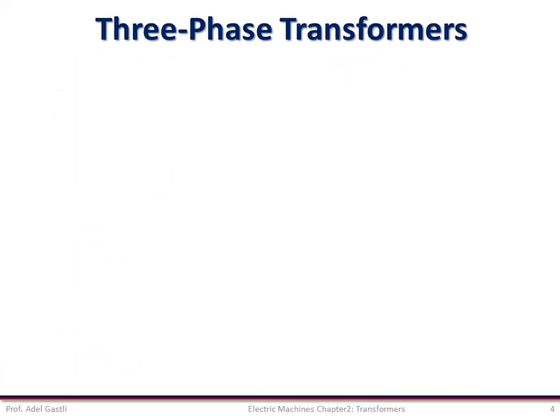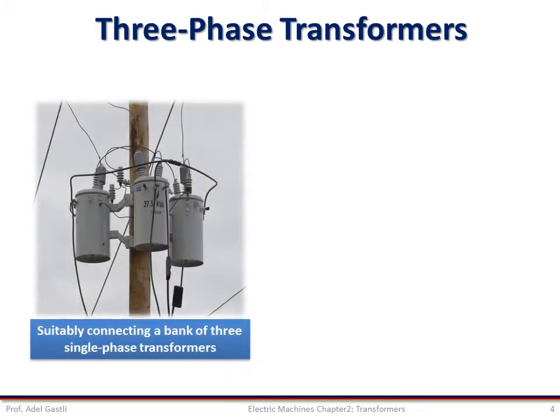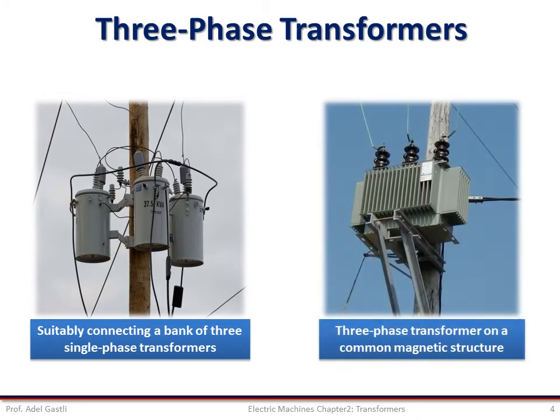A three-phase transformer can be built in one of two ways: by suitably connecting a bank of 3 single-phase transformers, or by constructing a three-phase transformer on a common magnetic structure.